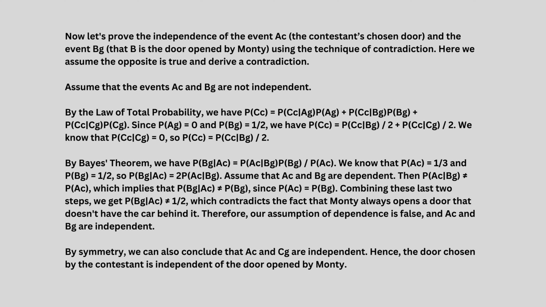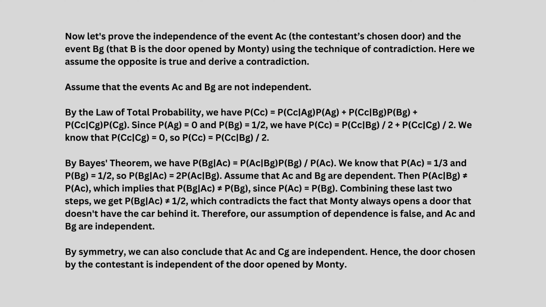Now let's prove the independence of the event AC, the contestant's chosen door, and the event BG, B is the door opened by Monty, using the technique of proof by contradiction, by which we assume the opposite of what we want to prove is true and derive a contradiction. Assume that the events AC and BG are not independent. That is, the probability of AC given BG is not equal to the probability of AC.